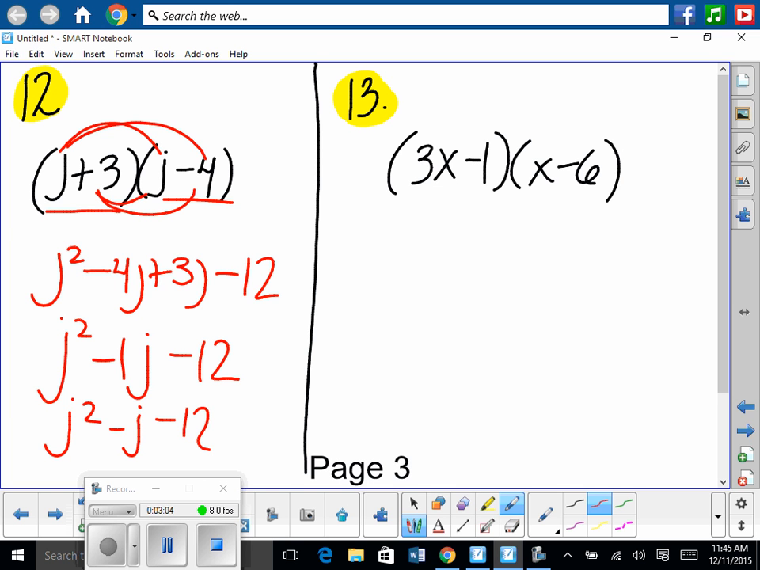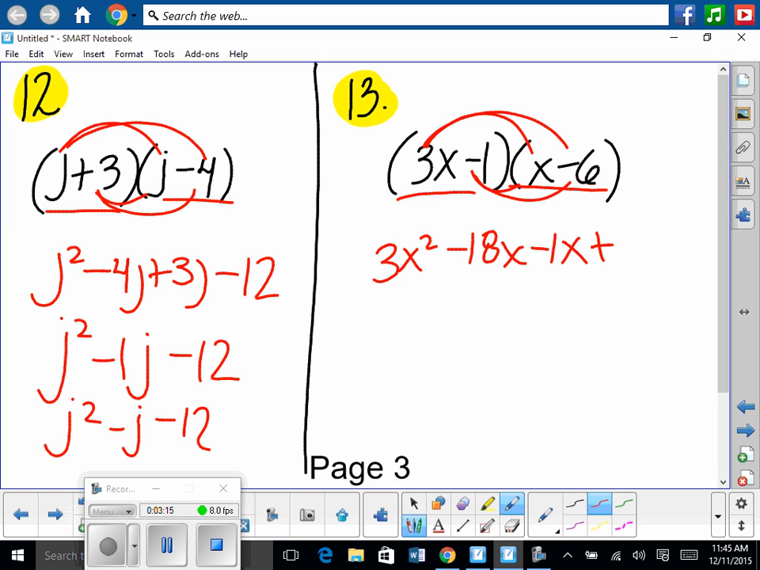All right, let's distribute on this one because we're multiplying. So we'll have 3x squared, and then minus 18x, minus 1x, and then plus 6. Very careful when distributing negatives. So 3x squared minus 19x plus 6, and that would be our final answer on that one.